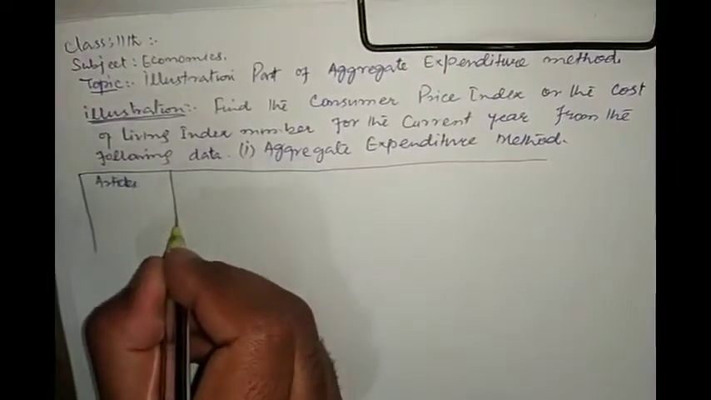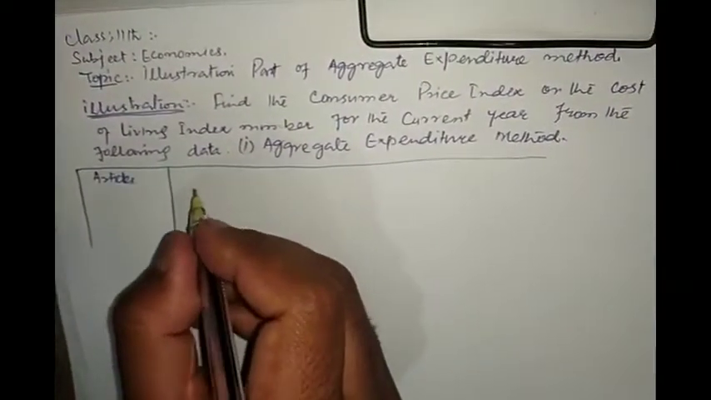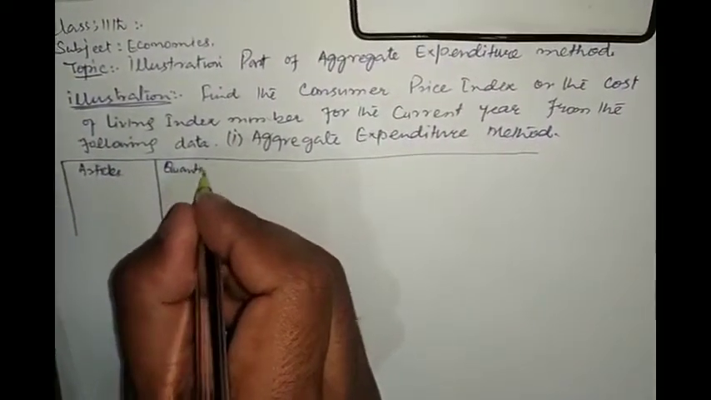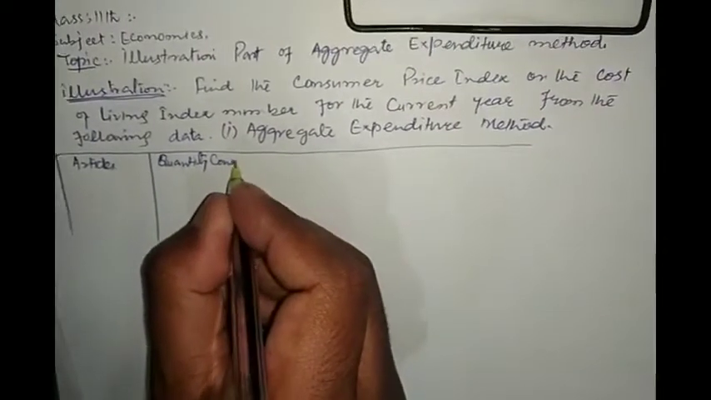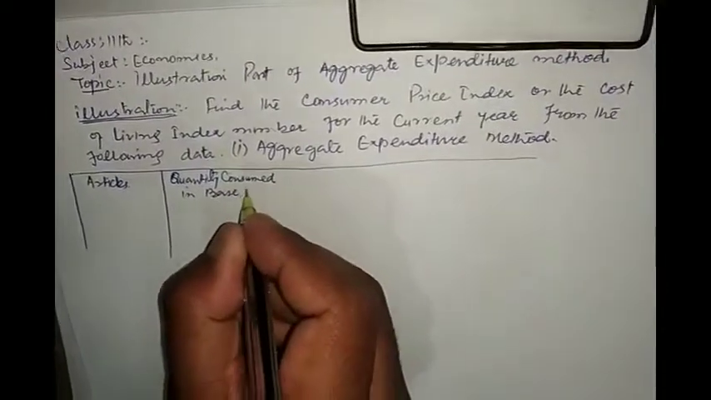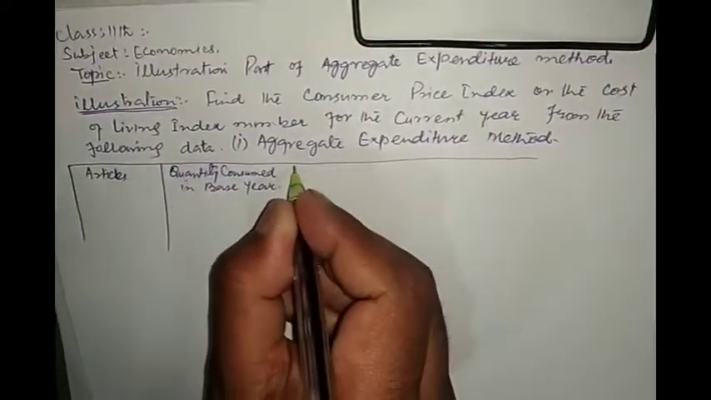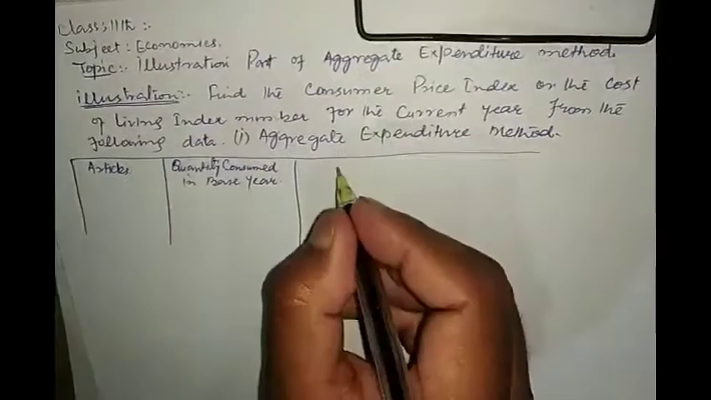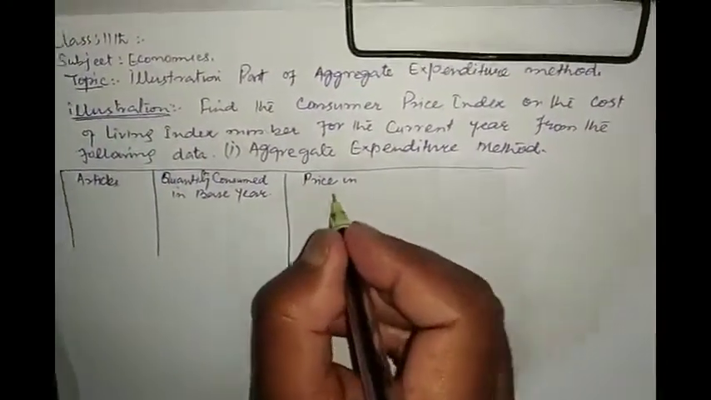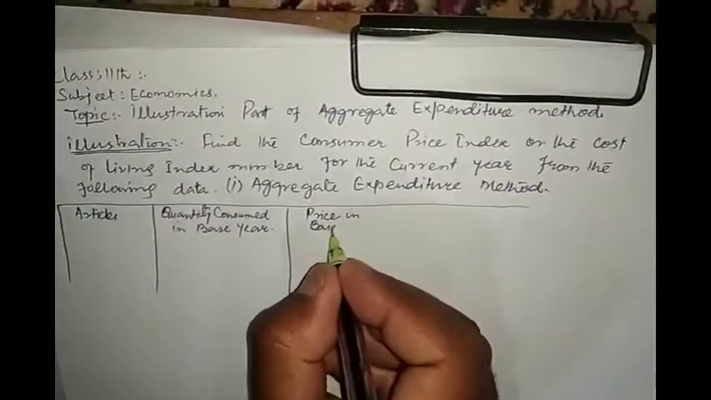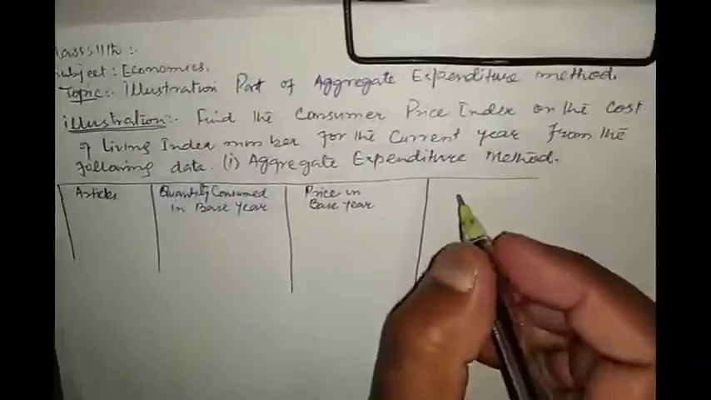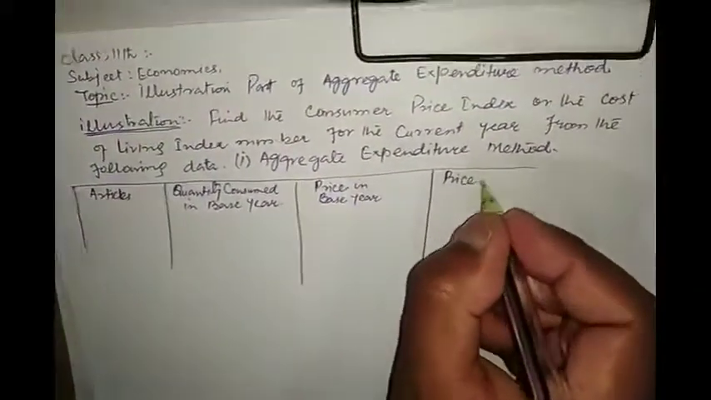Articles, quantity consumed in the base year, price in base year, price in current year.